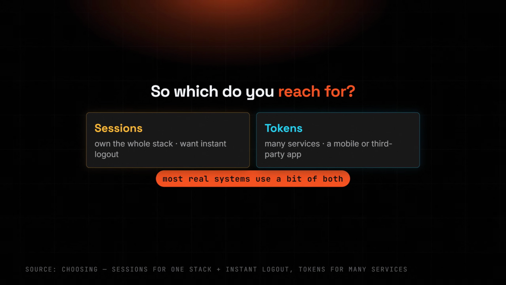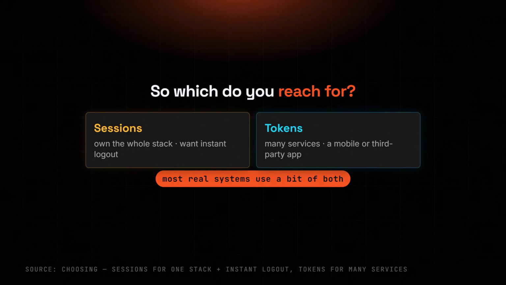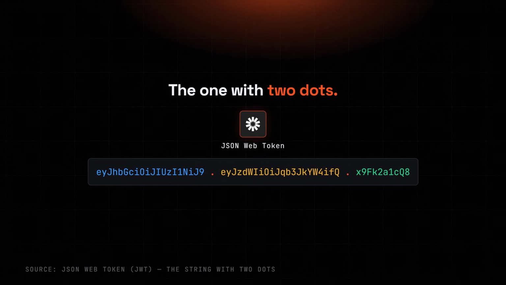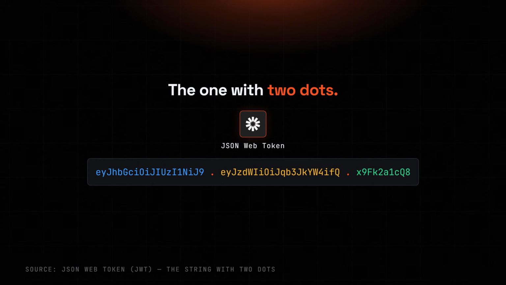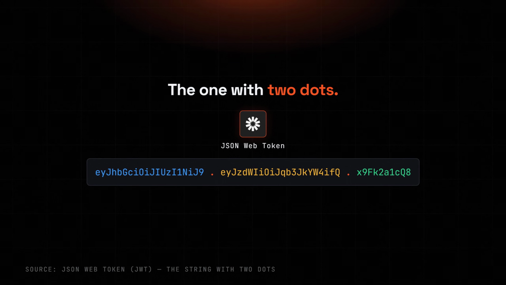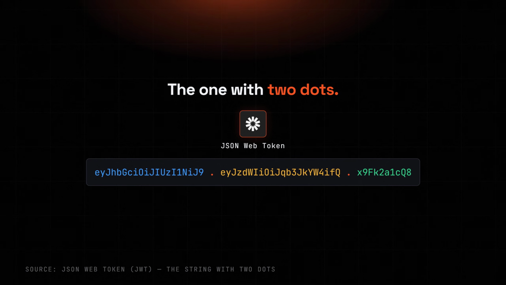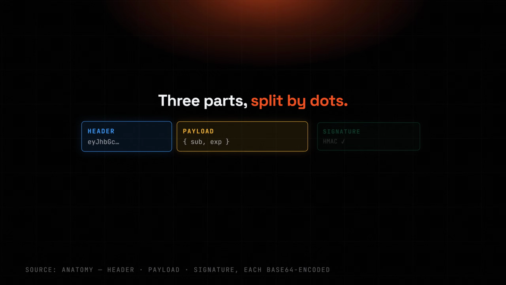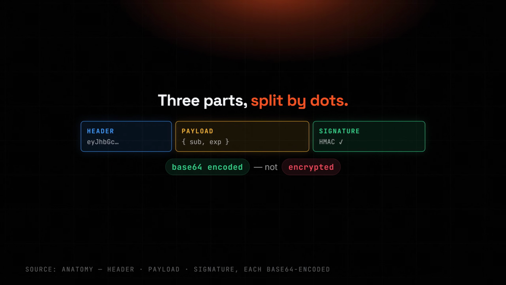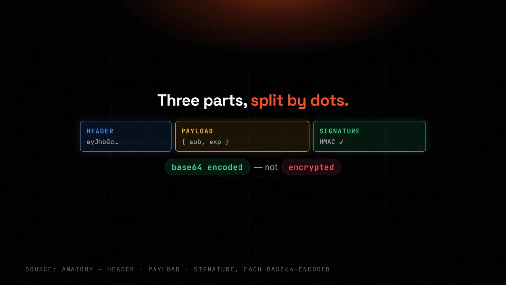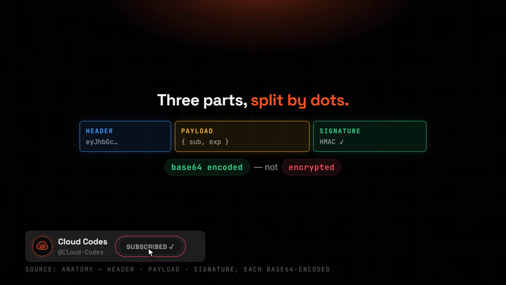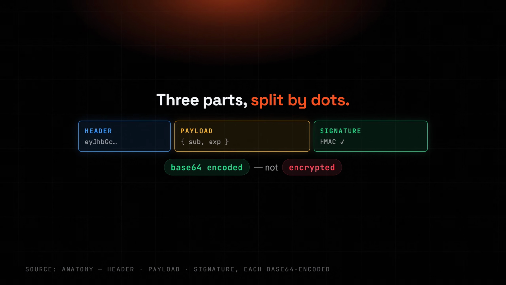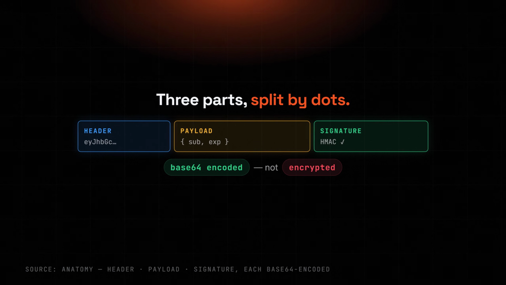And honestly, most real systems end up using a bit of both, which brings us straight to concept 4, the token everyone is actually talking about when they say token, the JSON Web Token or JWT. If you have ever seen a long gibberish string with 2 dots buried in it, you have already met one. It is 3 parts, separated by those 2 dots, a header, a payload, and a signature. Each part is just JSON that has been base 64 encoded, and notice the word encoded, not encrypted. That single distinction is about to matter enormously.